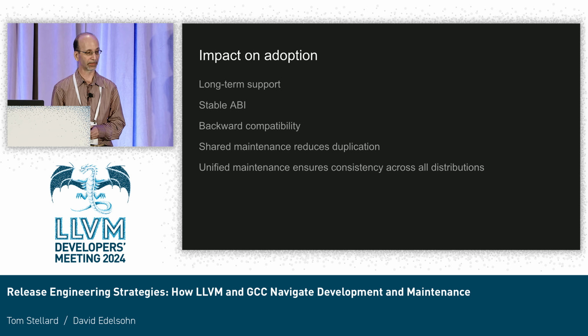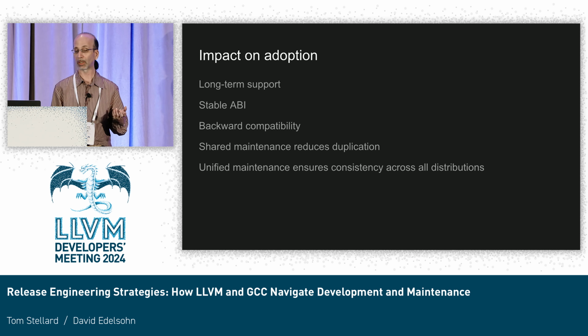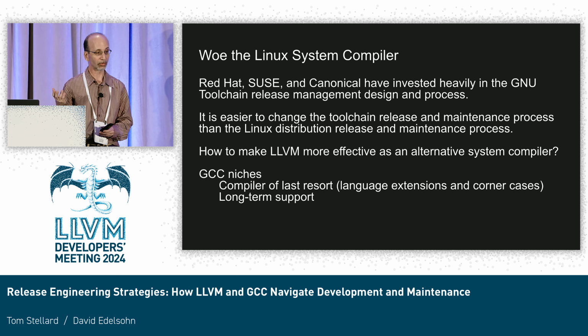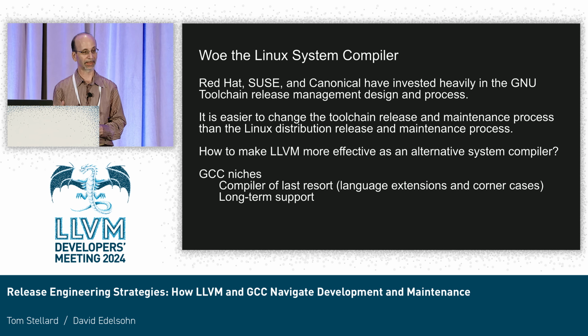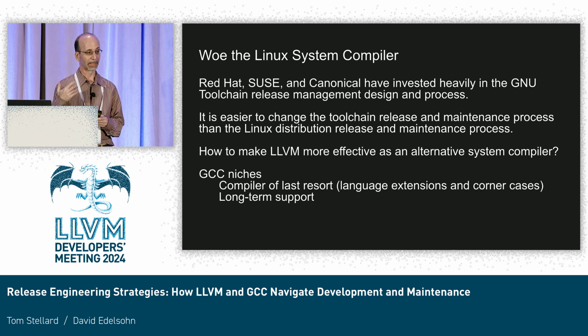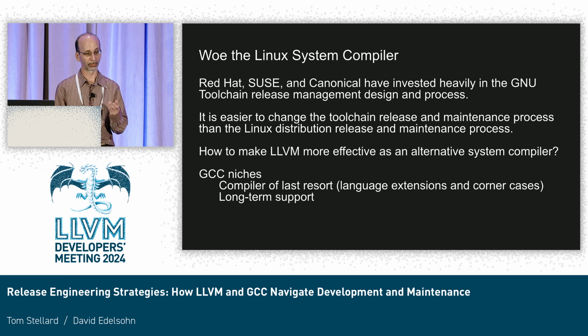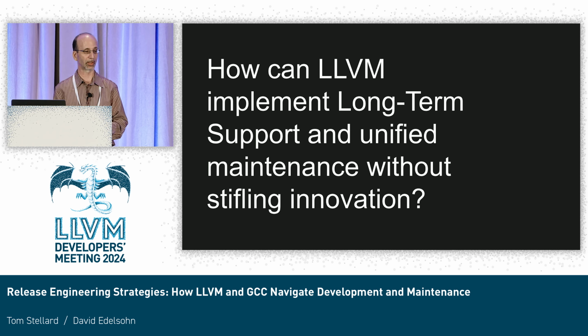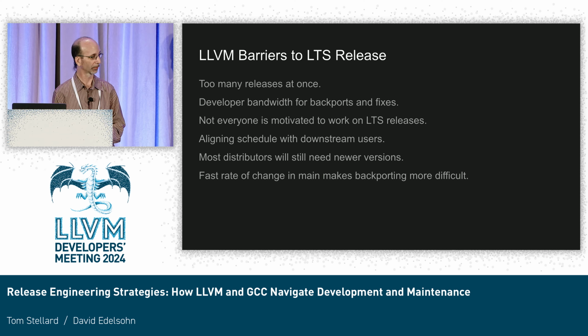So the unified maintenance ensures consistency across all the distributions, all the users of GCC. While for the system compiler, Red Hat and SUSE and Canonical have invested heavily in this tool chain and defined it that way, so the question is how to make LLVM more effective as an alternative system compiler. How can it in turn provide this long-term support without stifling innovation?